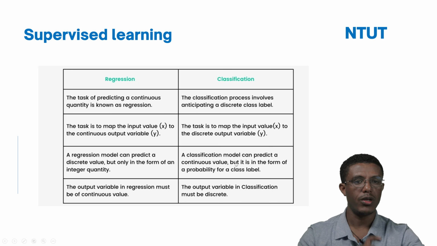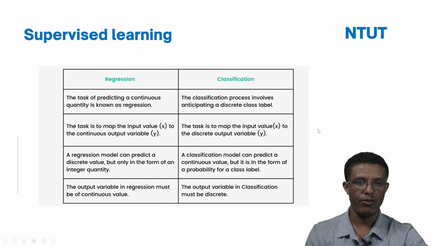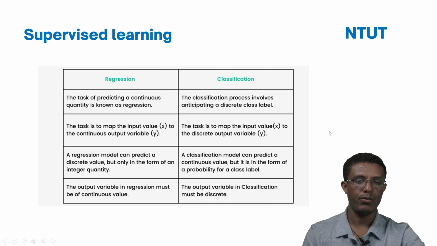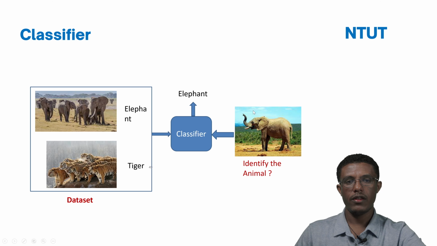The probability is maybe either 0 or 1, so there are 2 options. That is the way the output value works, and this is just the difference between the two. So when we give an example of a classifier, this is the data set.